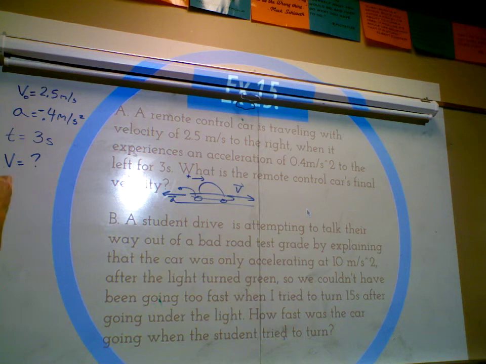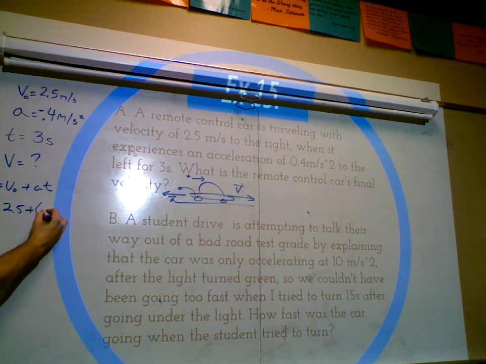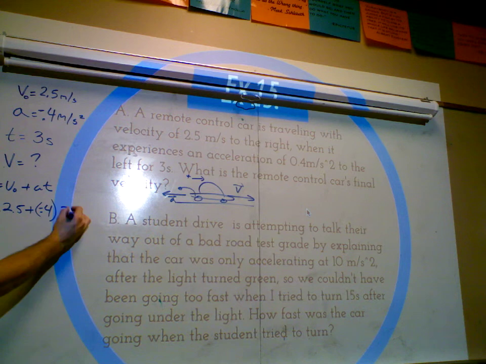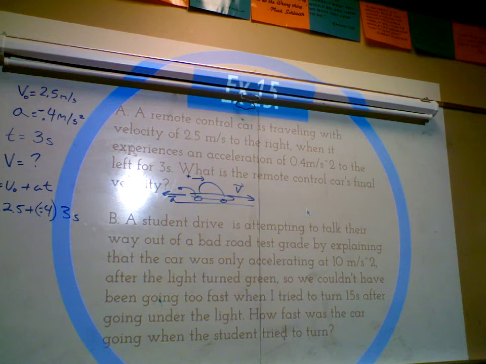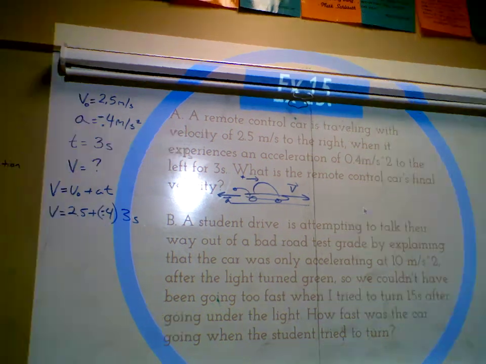So V equals V naught plus AT. Plug things in. V naught was positive 2.5. A was negative 0.4. T was 3 seconds. Hopefully we can see that. Okay. 2.5 plus negative 0.4 times 3.